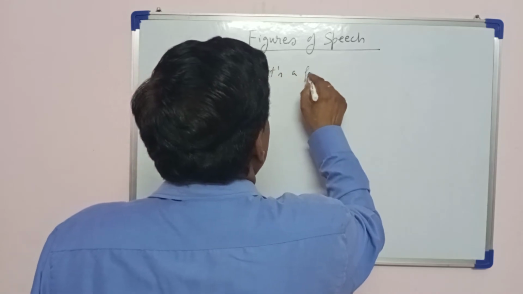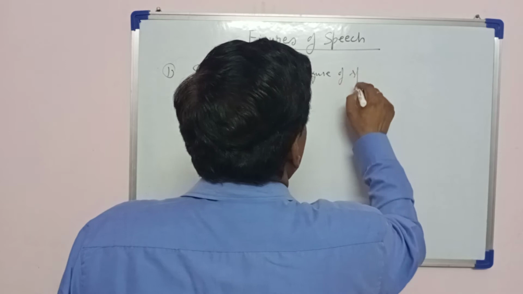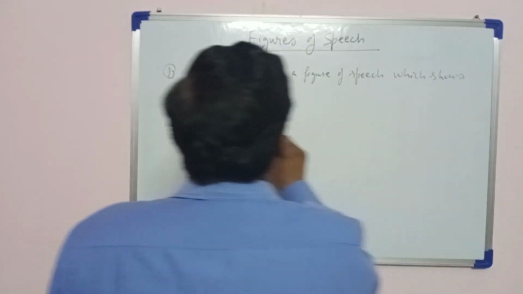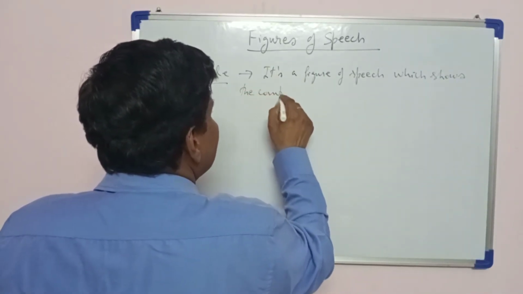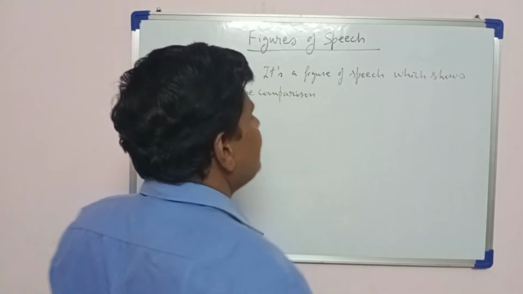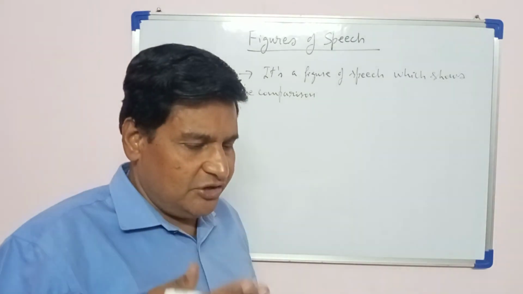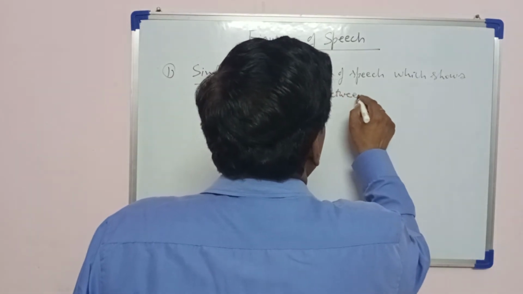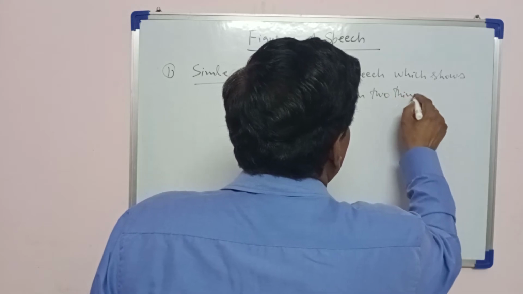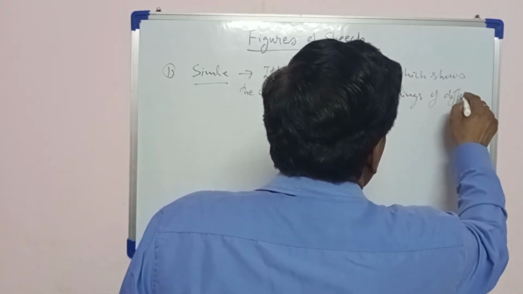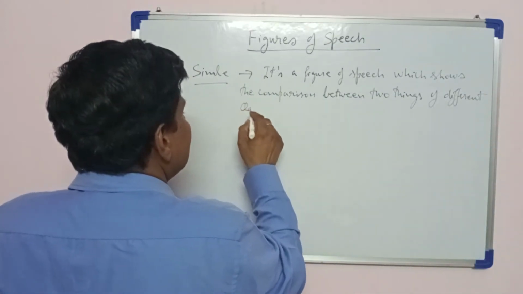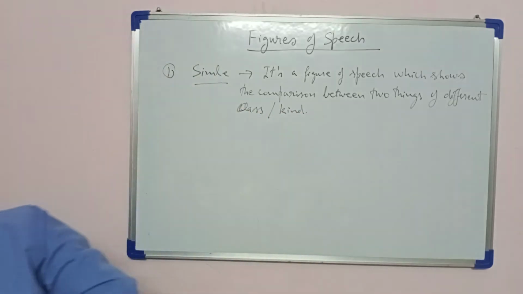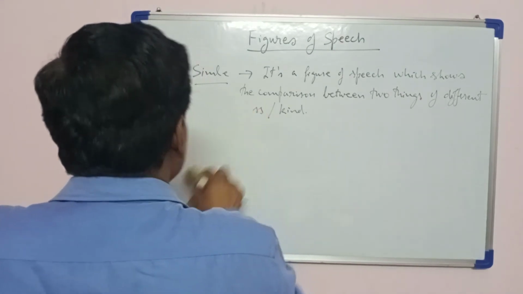It's a figure of speech which shows a comparison between things of different class, between two things of different class, or we can say kind.